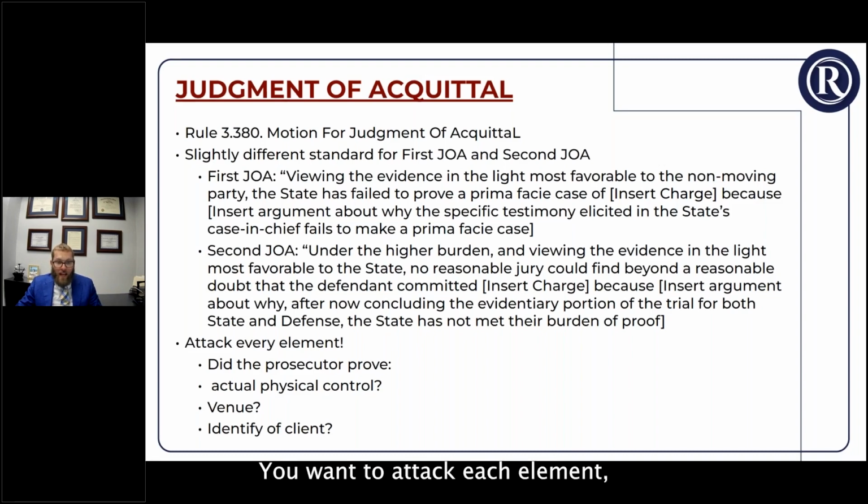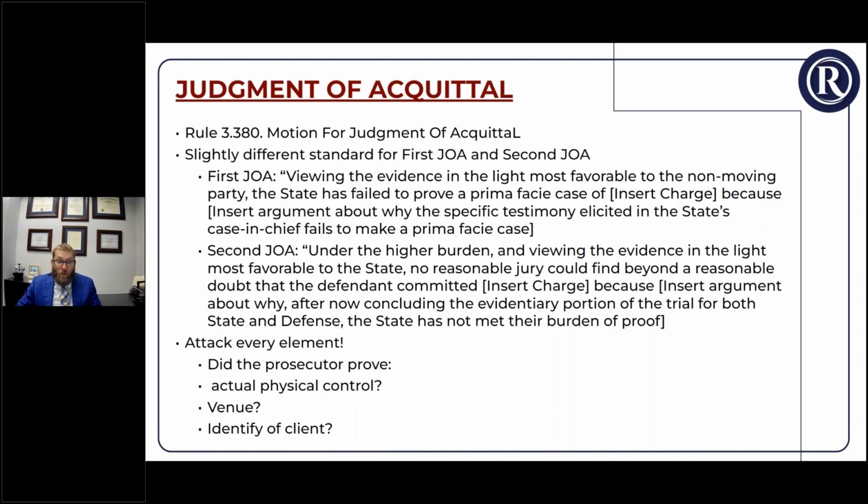You want to attack both elements. Even if you have very little to say, attack it, don't waive your argument. The second JOA is under the higher burden, viewing the evidence in light most favorable to the state. No reasonable jury could find beyond a reasonable doubt that the defendant committed driving under the influence because, and then you're most likely going to repeat the same exact argument. Again, you're attacking every element, actual physical control and impairment.